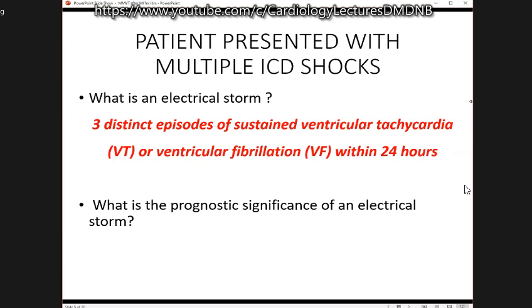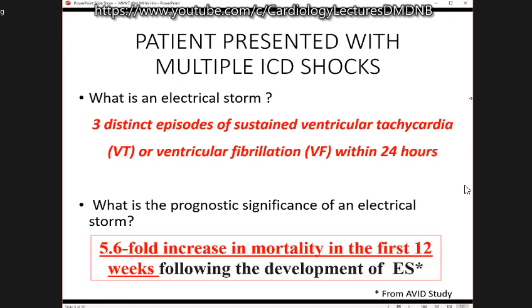So just a few definitions before I continue with the case. An electrical storm is basically a clustering of ventricular arrhythmias in a short amount of time. The specific definition is 3 distinct episodes of a sustained VT or VF within 24 hours. And if a patient has an ICD, they need to have 3 or more appropriate device interventions within 24 hours. The prognostic significance of electrical storm is that there is a multifold increase in mortality in the first 12 weeks following an electrical storm. So identification and management of these patients are crucial.